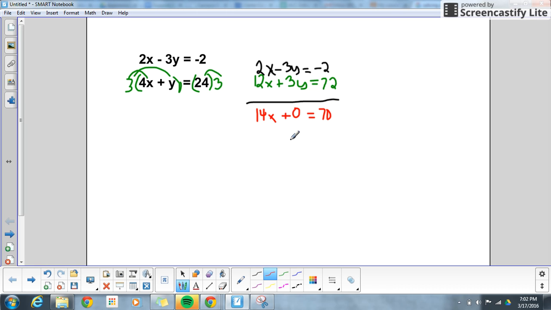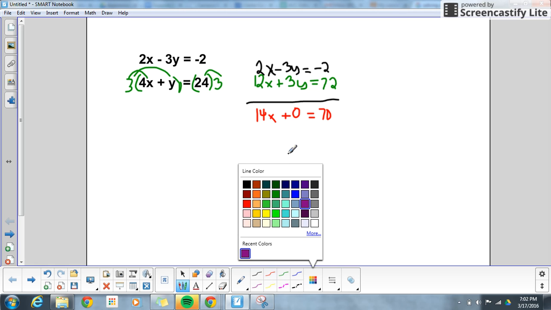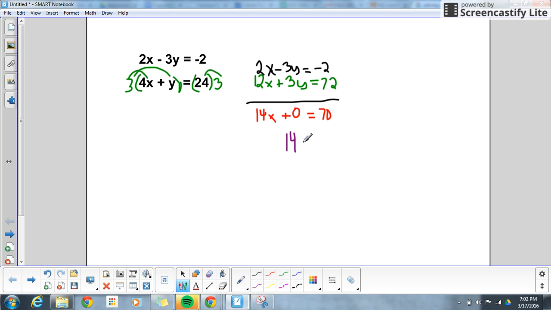All right, the next thing we can do is we don't really need this plus 0. We know that when we add 0 to something, it doesn't change the value. So now we just have 14x equals 70. Okay, we're going to divide both sides by 14. And what's that give us? 5. So now we found our x value by eliminating y.